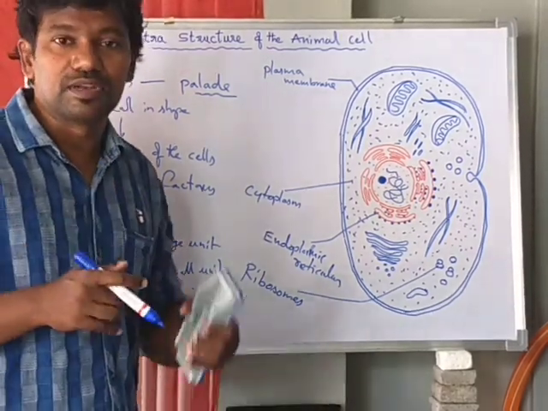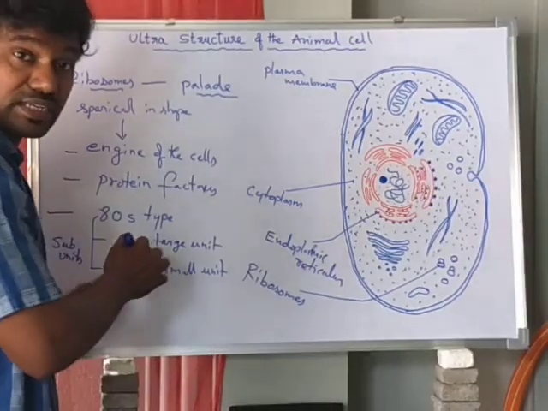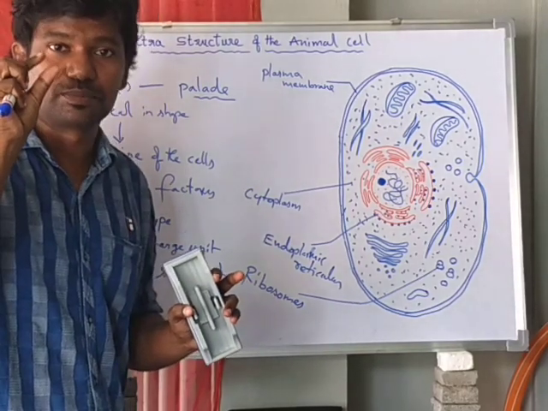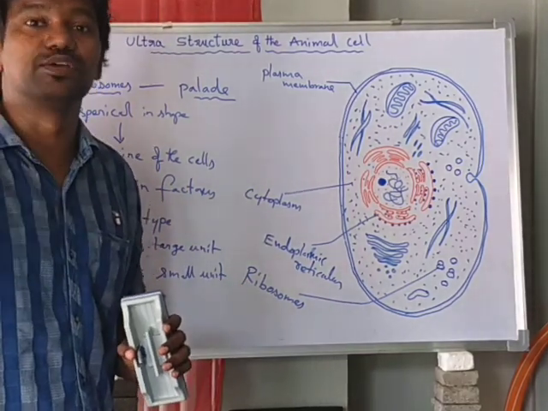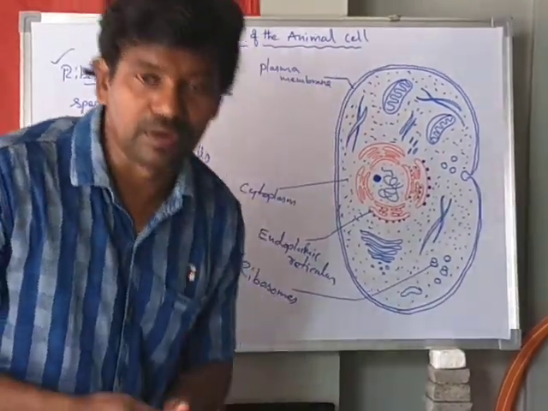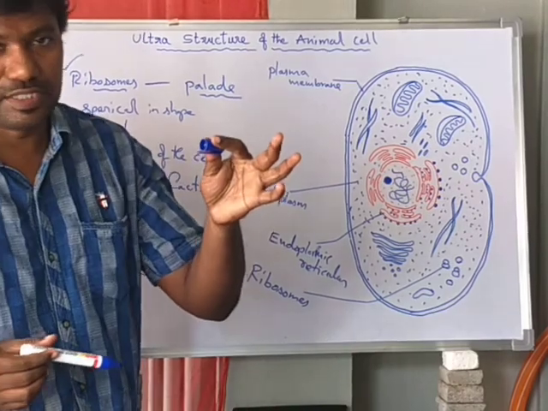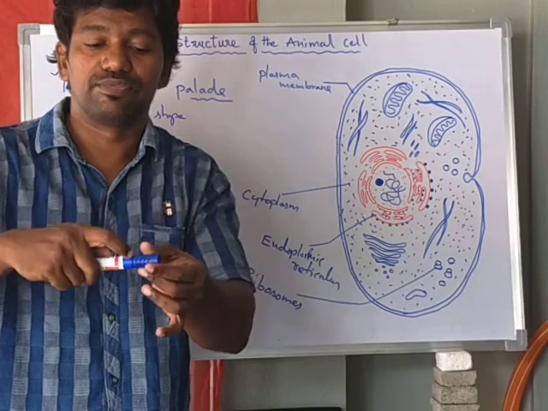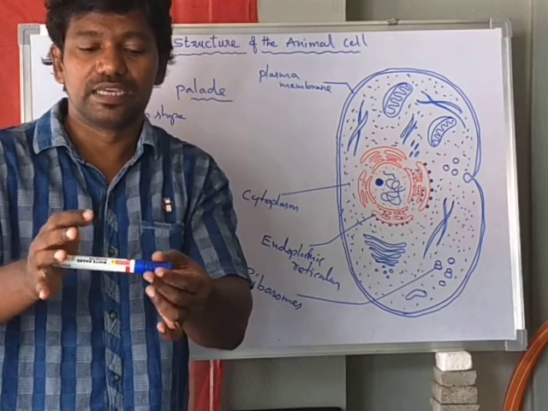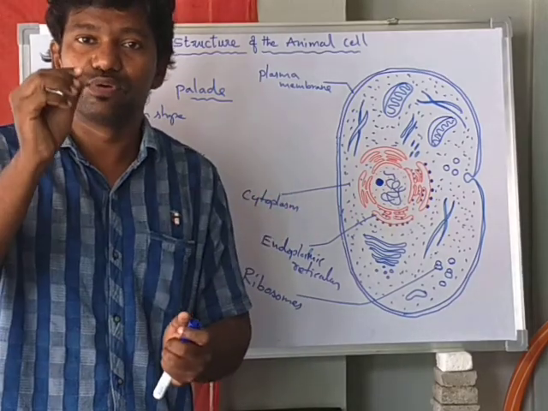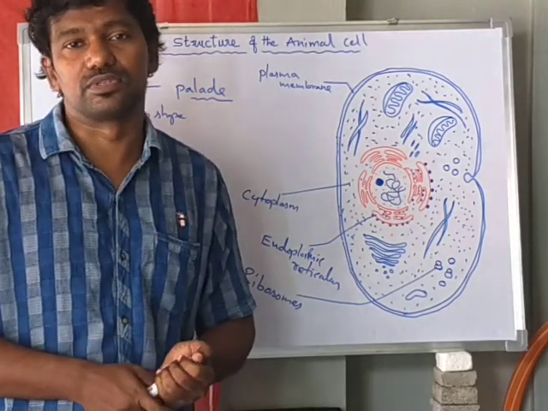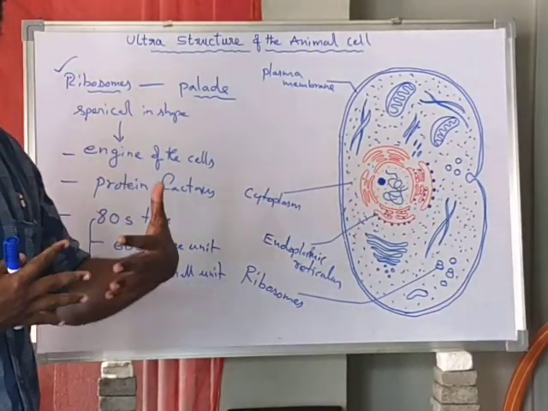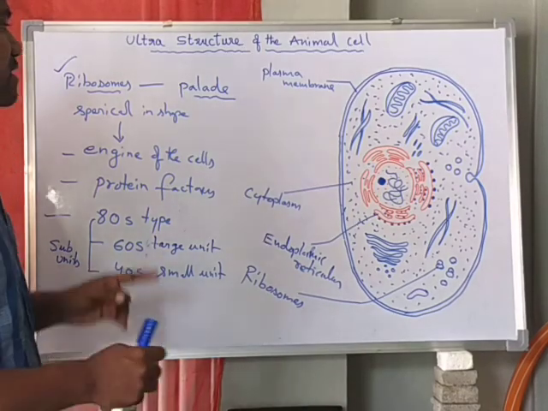During the adding of these two subunits, some amount of units are reduced. For example, this is the 40S subunit and this one is the 60S subunit. If we add these two, there is a small gap, and a few amount of subunit area is reduced when both subunits are added. So this is about ribosomes.